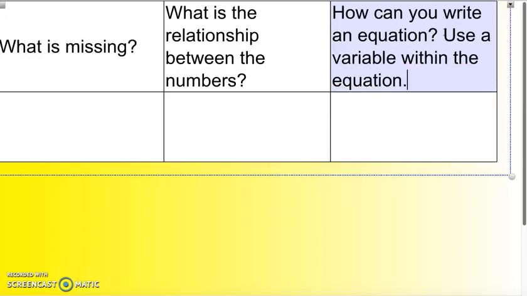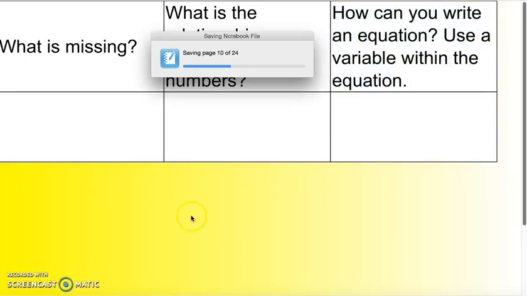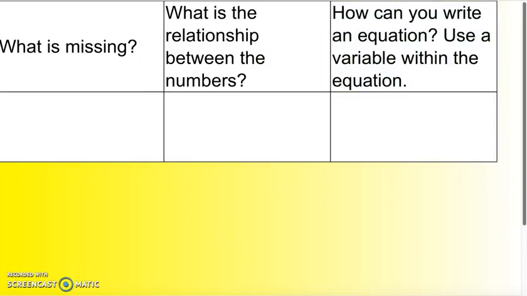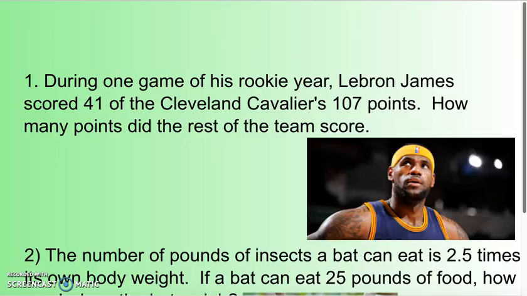Okay, so let's start off with our first situation. Those of you that are basketball fans, I'm sure you've heard of LeBron James. And let me pull this up. It's very slow. There we go. Okay, so during one of his games during his rookie years, LeBron James scored 41 of the Cleveland Cavaliers' 107 points. And it says, how many points did the rest of the team score?